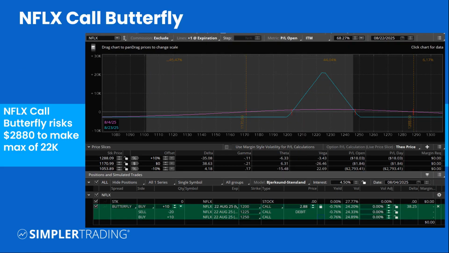Here is a regular butterfly in Netflix, and on this one, $2,800 of risk to make 22,000. There's 10,000. There's 20,000. Great risk reward here on the butterfly. That's one of the reasons I like them. Again, you have to know when to use it and when not to use it, and how to structure it. This is a regular butterfly. You can do a ratio butterfly. You can do a broken wing. Lots of ways to do it, right?